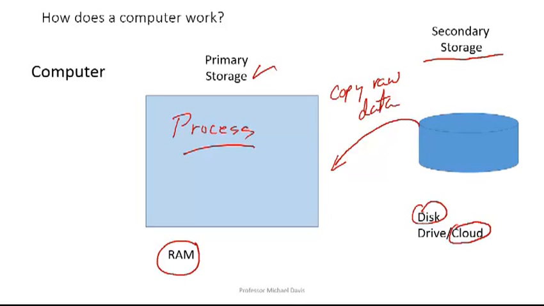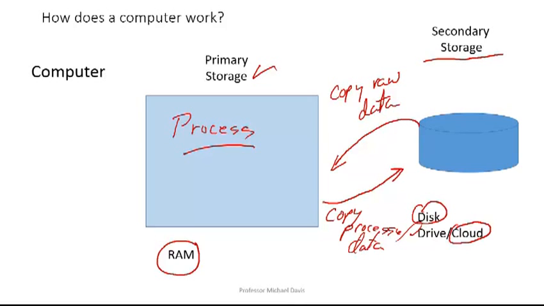Now, after you have finished processing your data, then you would copy that processed data back to the secondary storage location, back to the disk drive. And that's pretty much how that works. And granted, just like the kitchen analogy, it's a fairly simplistic approach to it, but I think it does give you that idea of how it works.